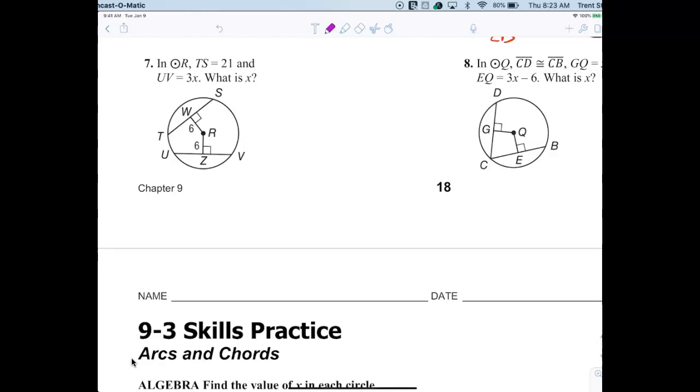So circle R, TS is 21. And, okay, so what's true about TS and UW, guys? They are congruent because they're equidistant from the center of the circle. All right. So X has to be what, guys? 7. Yeah, that was easy. X is 7.